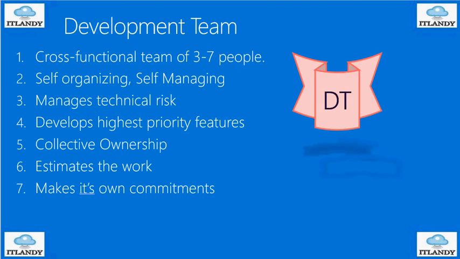Next is the team. We have a cross-functional team, 3 to 7 people. They are self-organizing, self-managing. They are seniors, managing technical risk, managing and developing high-priority features, taking ownership, estimating the work, and making their own commitment.